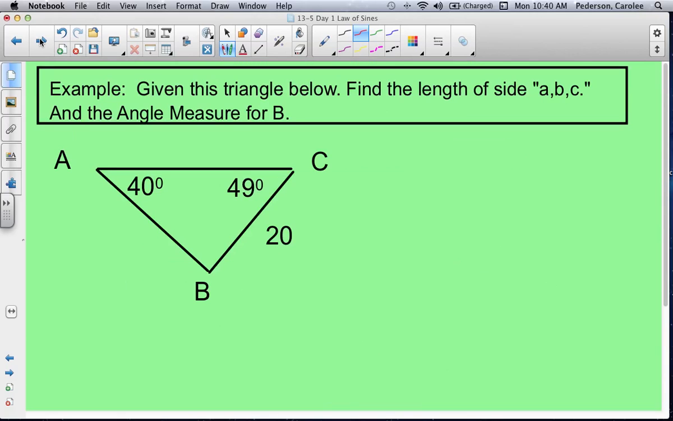So here's our first question. Go ahead and write this example down. We're given this triangle below. Find the side lengths of A, B, and C and the angle measure for B. So we are given angle 40 degrees and then side opposite, which is side A, is 20 units in length. Then side C is unknown, side B is unknown.